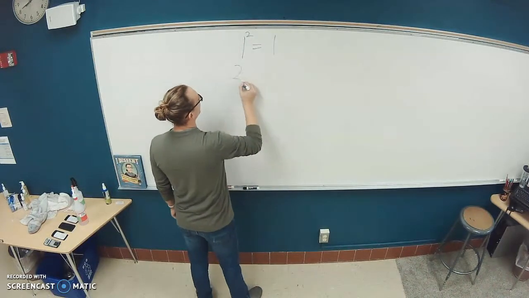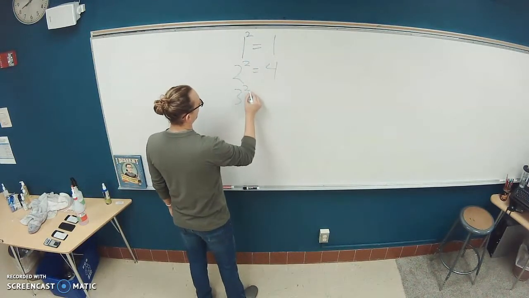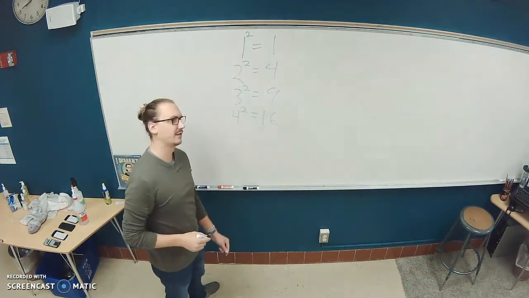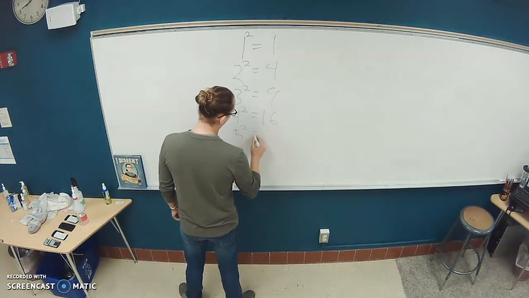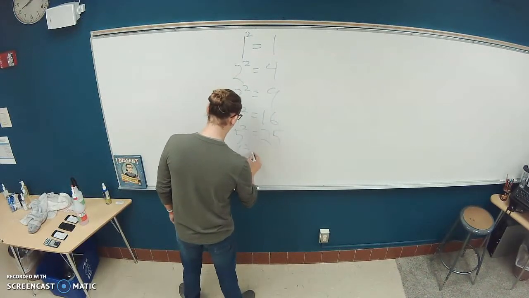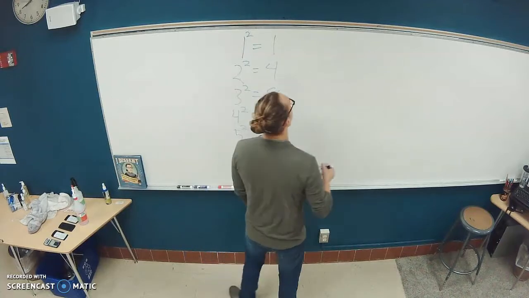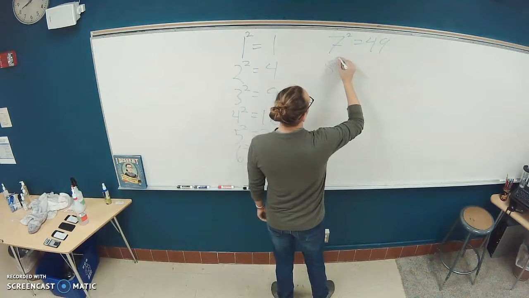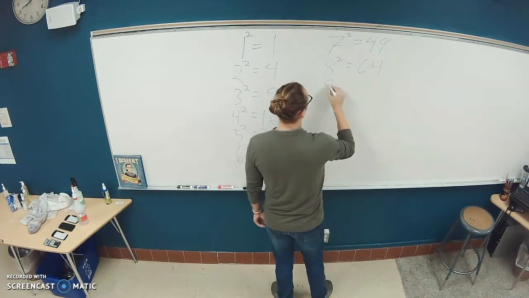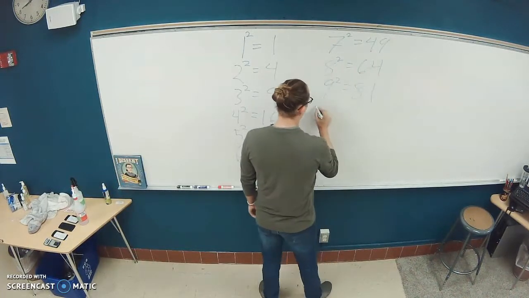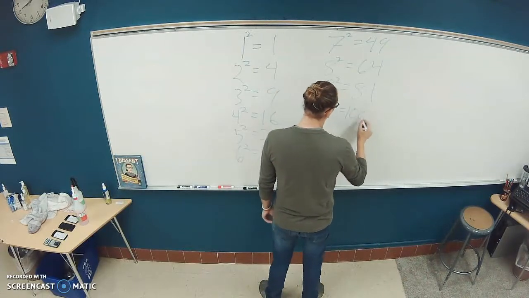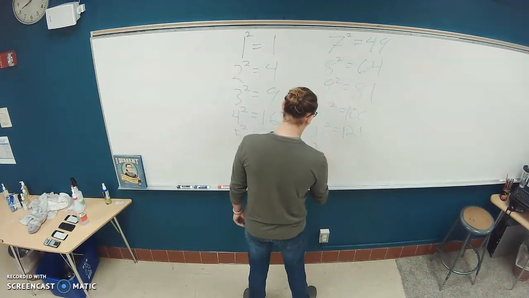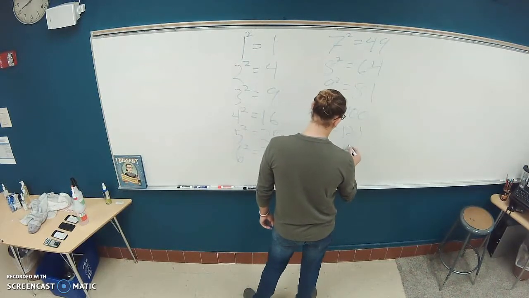1 squared equals 1. 2 squared equals 4. 3 squared is 9. You can skip until I'm done writing. I won't take offense to that. 5 squared is 25. Or maybe you just really like the sound of my voice. That's fine, that's totally understandable. 7 squared is 49. 8 squared is 64. 9 squared is 81. 10 squared is 100. 11 squared is 121. 12 squared is 144.